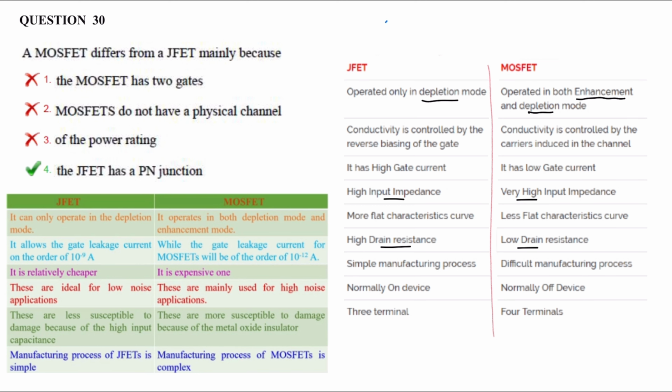Manufacturing process of MOSFET is complex, whereas manufacturing process of JFET is simple. MOSFETs are more susceptible to damage, and JFET is less susceptible to damage. JFET is used in low noise applications, whereas MOSFET is mainly used in high noise applications. MOSFET is expensive. The gate leakage current of MOSFET is in the order of 10 power minus 12. Therefore, input impedance is very high.